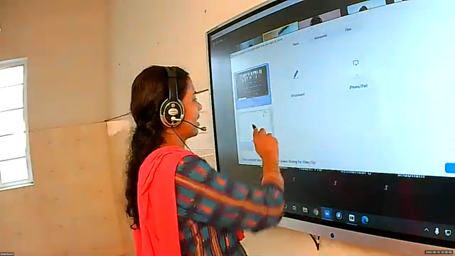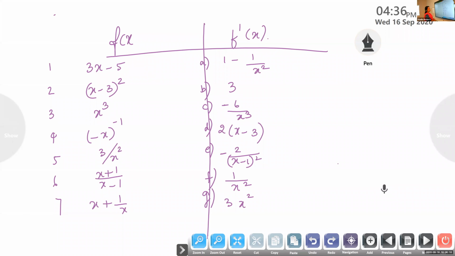Okay, now let's check the answer. So what is the answer of the first one? 3x minus 5. What is its derivative? 3. Okay, so the first one, answer is A.